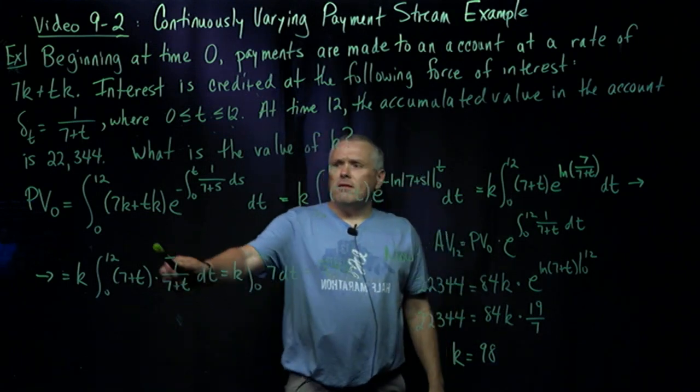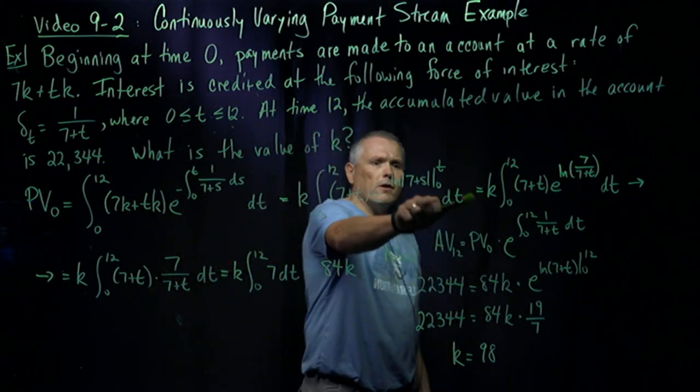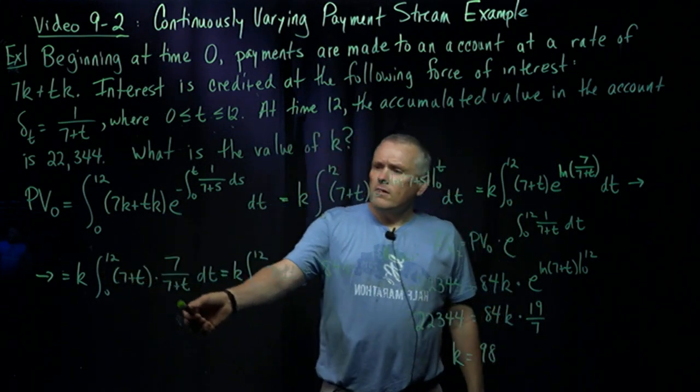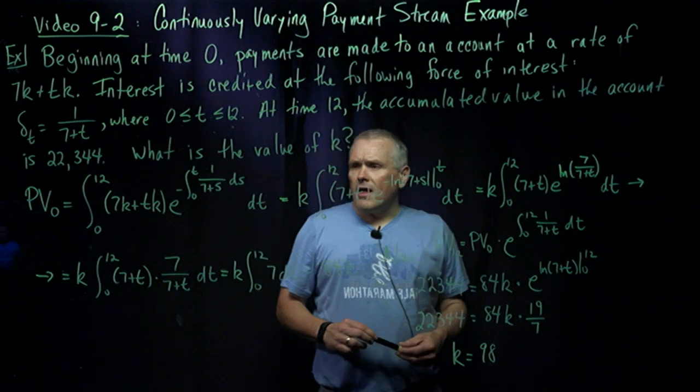Also notice that since the k is a constant here, I factored it out in front just to keep it going along for the ride. Now notice that the 7 plus t's cancel, so that makes the problem a lot easier.